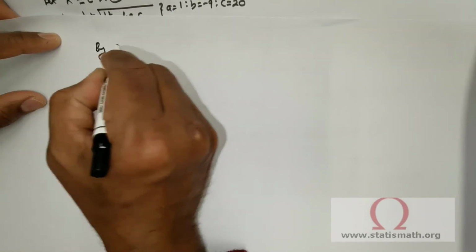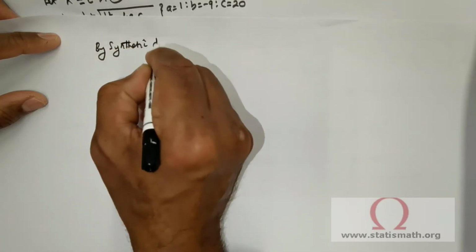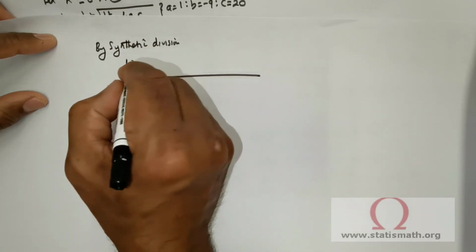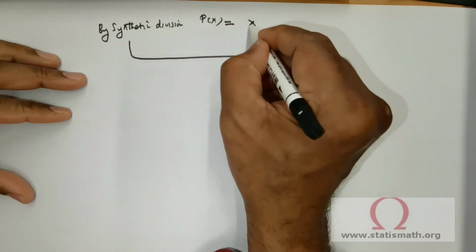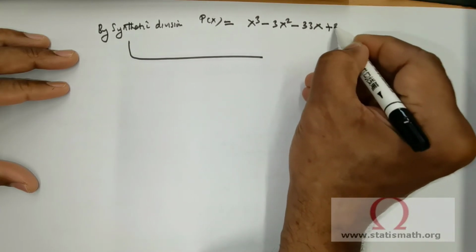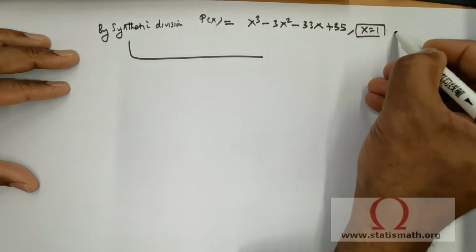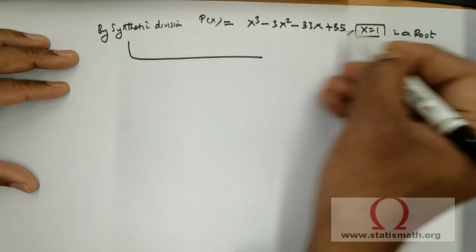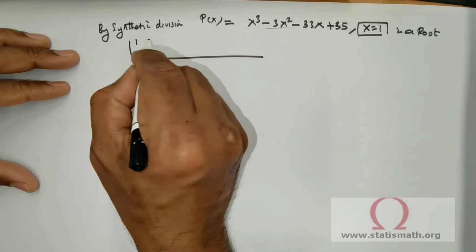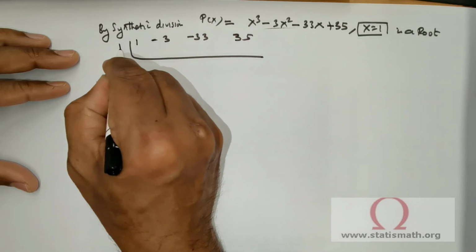So by synthetic division, what we do is we write down the polynomial, x to the power 3 minus 3x squared minus 33x plus 35, and we know that x is equal to 1 is a root. So place the coefficients here. That's going to be 1, negative 3, negative 33 and positive 35. X is equal to 1 is a root.